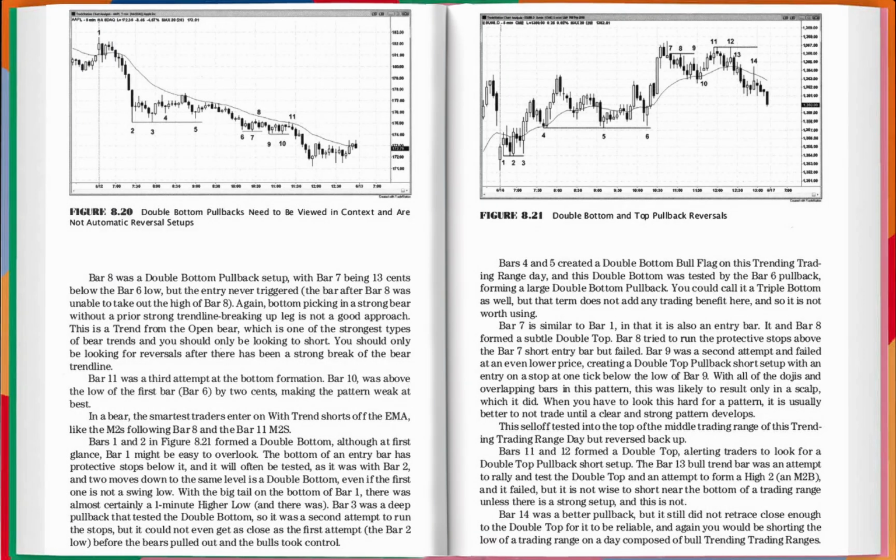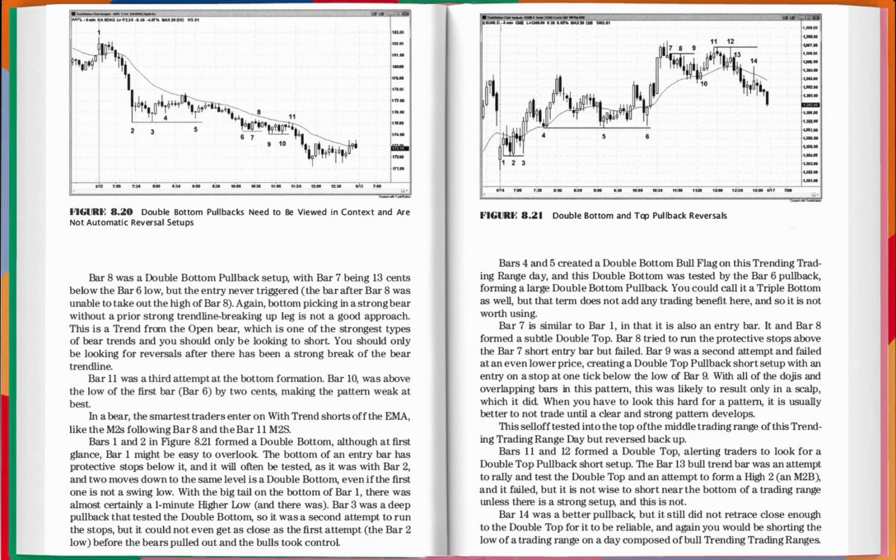Bar 8 was a double bottom pullback setup, with Bar 7 being 13 cents below the Bar 6 low. But the entry never triggered, as the bar after Bar 8 was unable to take out the high of Bar 8. Again, bottom picking in a strong bear without a prior strong trend line breaking up leg is not a good approach. This is a trend from the open bear, which is one of the strongest types of bear trends, and you should only be looking to short.